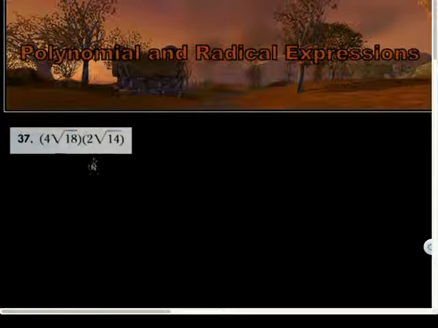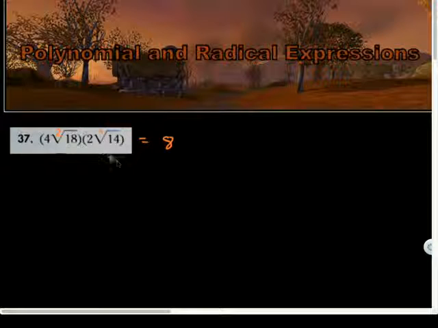So let's see. I'm multiplying these two numbers, and the idea is that the coefficients, quote unquote, of these radicals, I can multiply those all normal style. So 4 times 2 is 8. And the radicals, we decided we could multiply when what? What condition had to be true in order for us to multiply the insides? The index had to be the same.